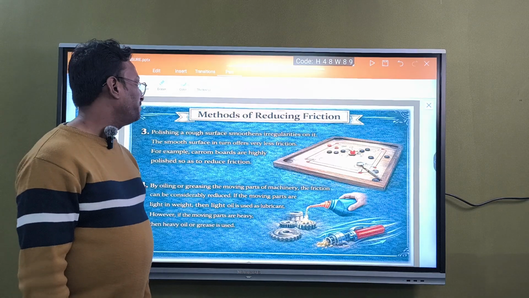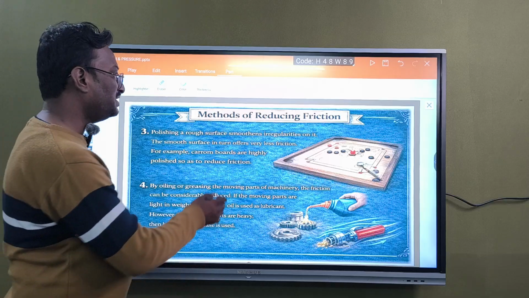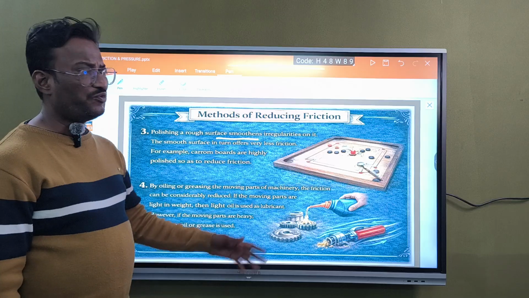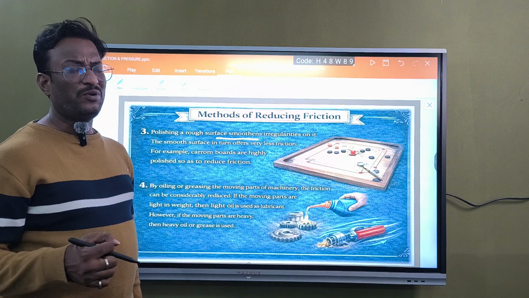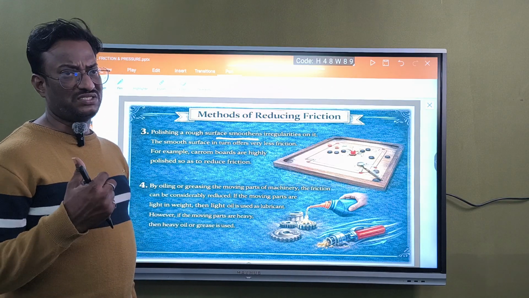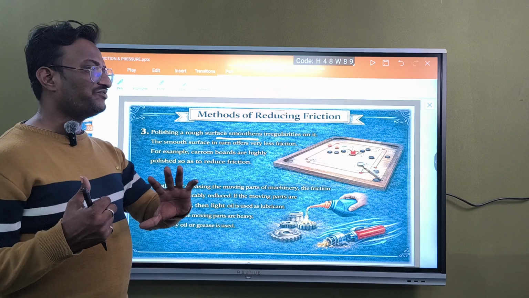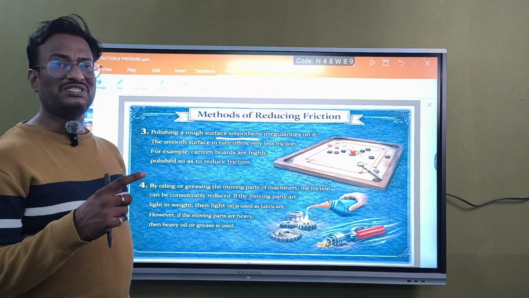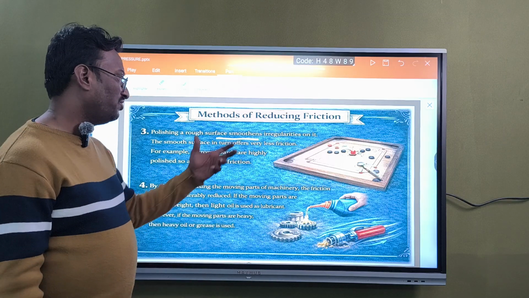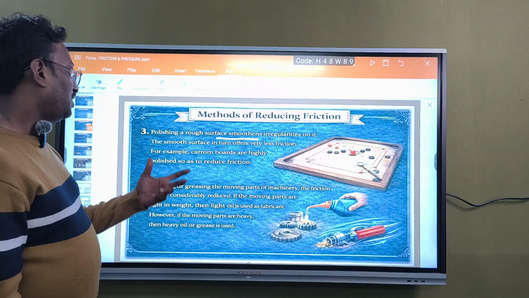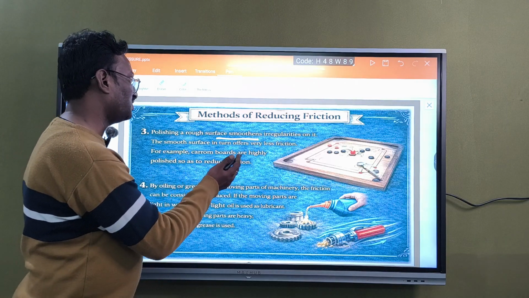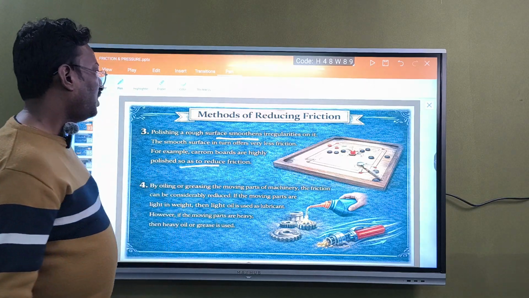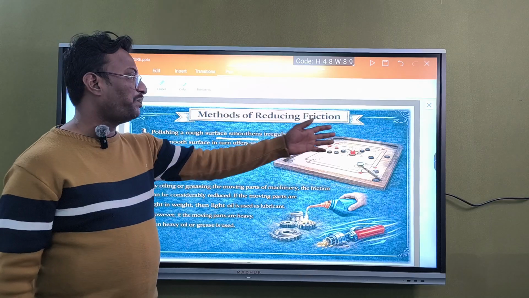Next thing is polishing. Polishing a rough surface smoothens the irregularities. So if you play carom without powder, the board will be very rough and the striker will not move fast. If you pour a sufficient amount of powder, the striker will move smoothly, so that the friction is reduced because of that lubricant. A smooth surface offers very little friction. So this is an example, and here we have used what is known as powder.